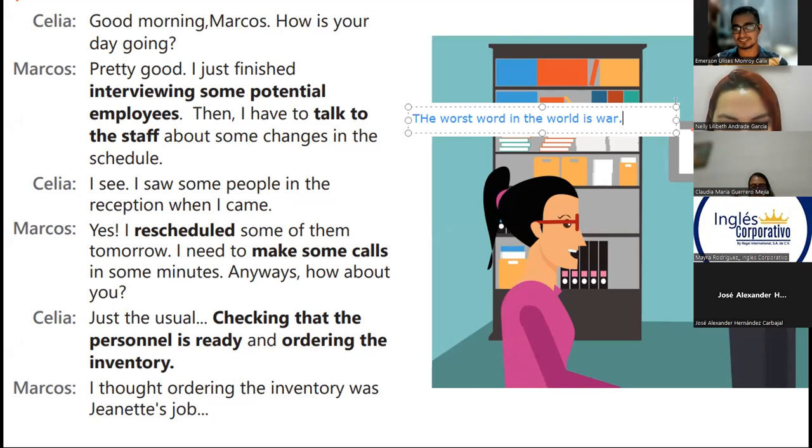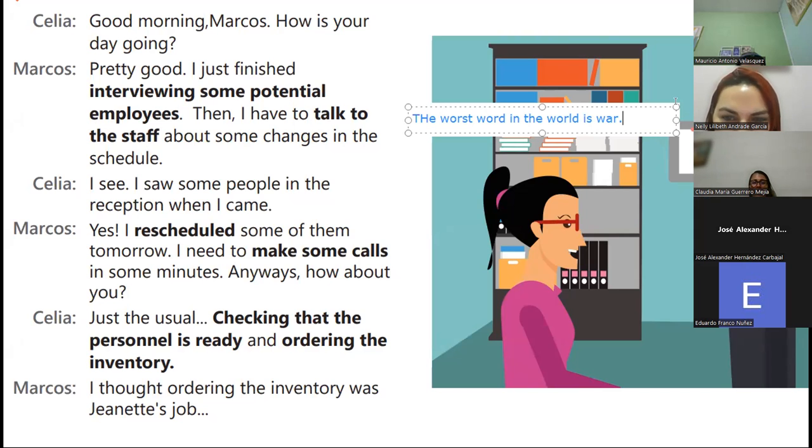A ver, ahora más rápido, Claudia María. The worst word in the world is war. Yay, Nelly. The worst word in the world is war. Yay! Dario. The worst word in the world is war. Yes, Eduardo. The worst word in the world is war. Yay, Mauricio. The worst word in the world is war.